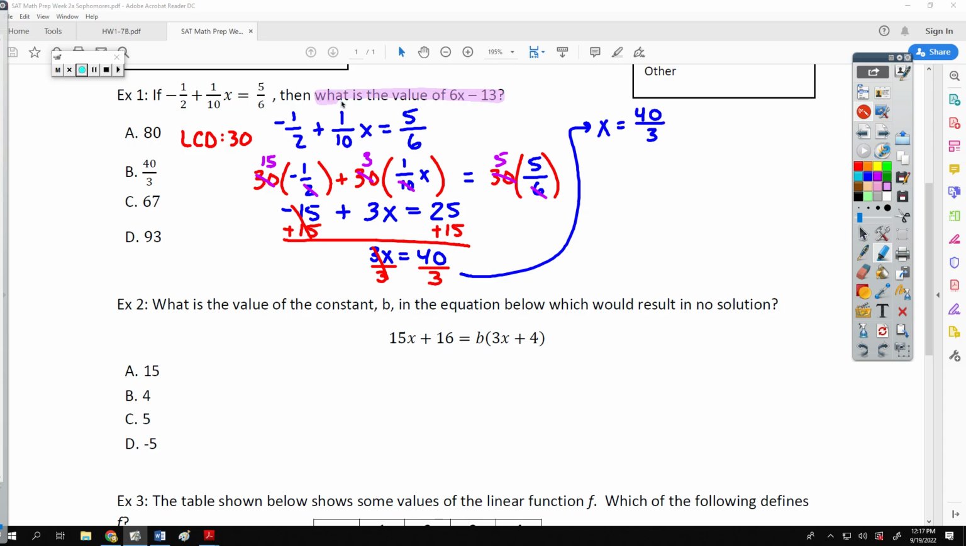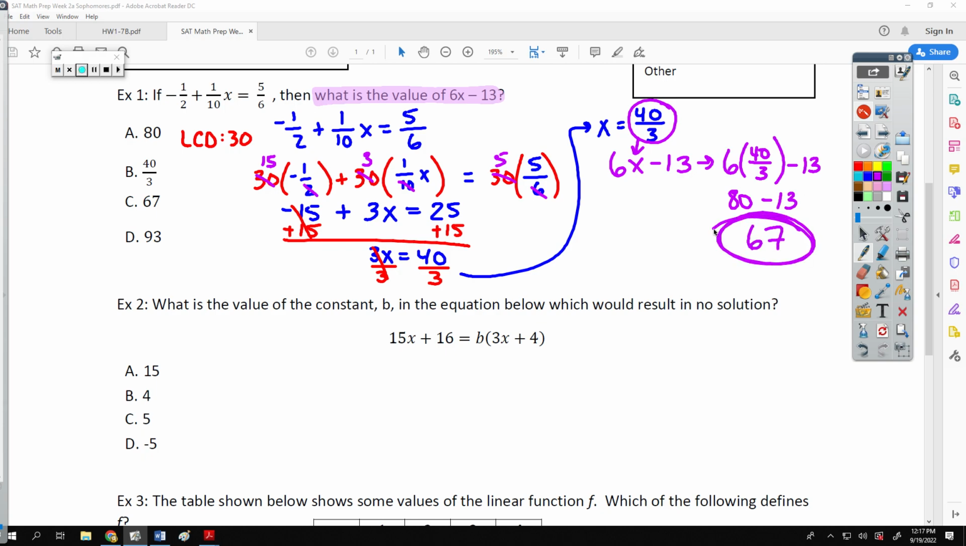The question says, what is the value of 6x minus 13? So we need to take that x and plug it in to the expression 6x minus 13. So 6 times 40 over 3 minus 13. Well, 6 times 40 over 3 is 80. Minus 13, the correct answer to this question is C, 67.